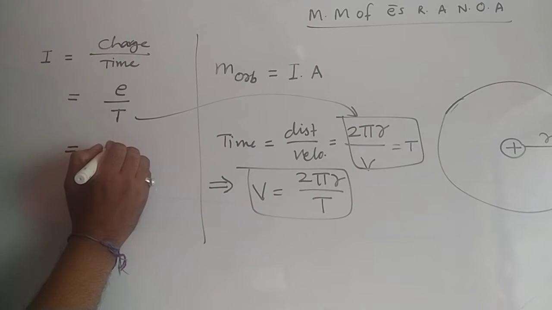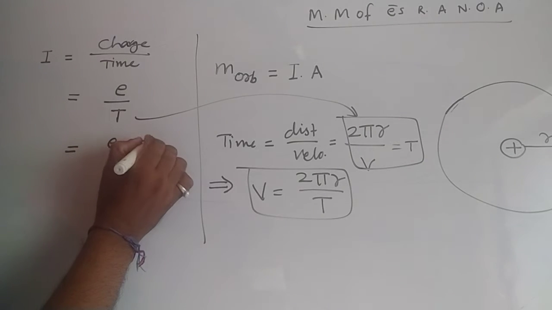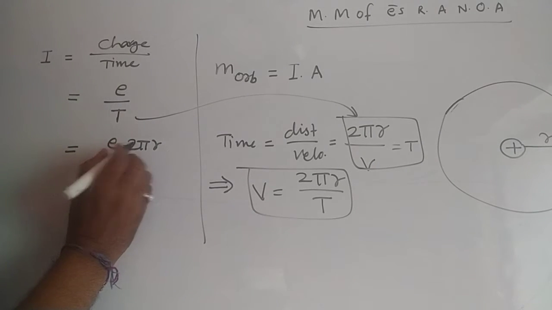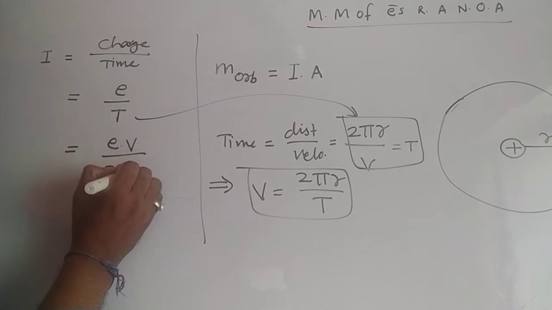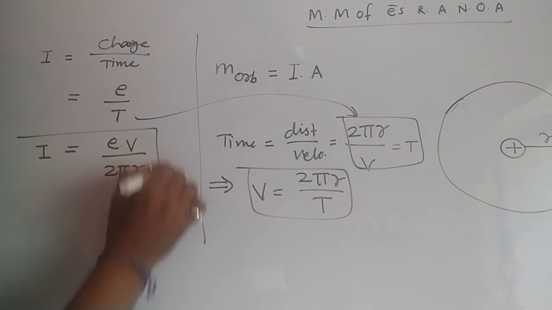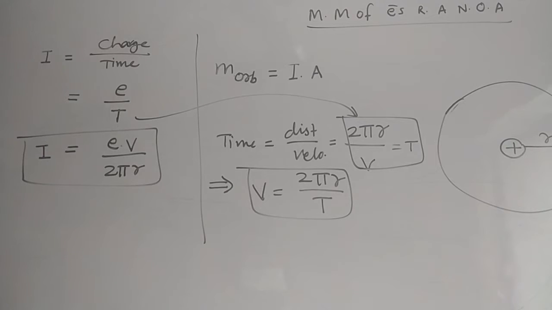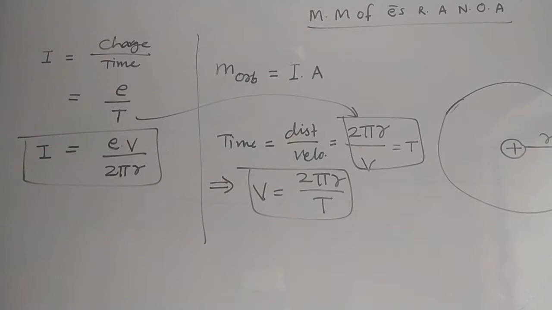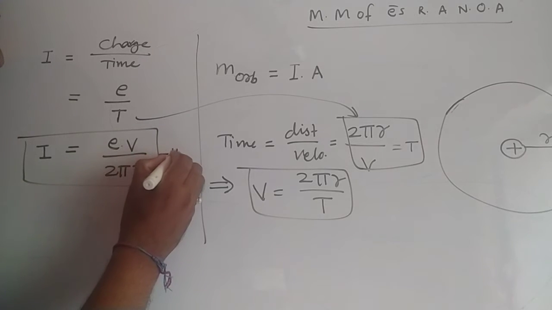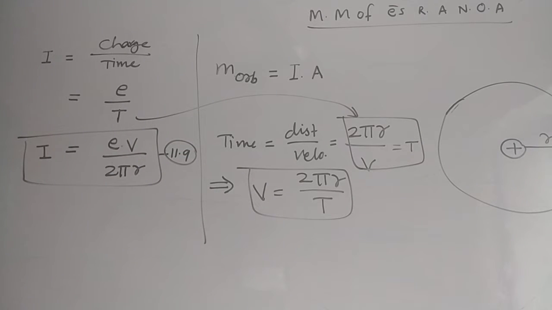You can write it here as e into 2 pi r. Sorry, the T is in the denominator, so v goes to the numerator. e into v divided by 2 pi r is the current. I equals ev divided by 2 pi r. Is it clear to everyone? What we have done is just put the value of the time period, and we get ev divided by 2 pi r. In your book this is equation 11.9.